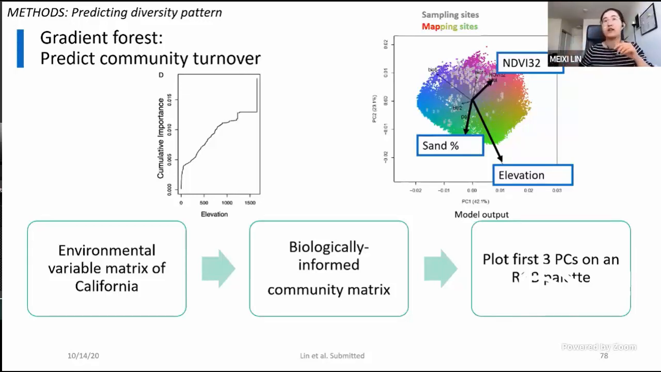So on the plot that I'm showing here, the sites that have closer color will tend to have closer community composition. Here, sites A and sites B are more likely to have closer community composition compared to sites C.